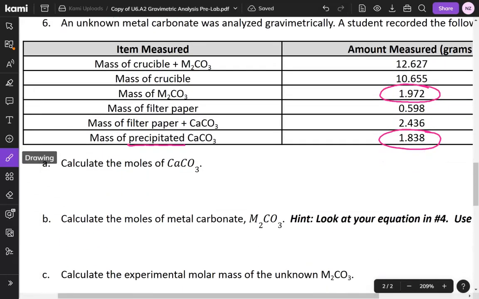Okay, A says calculate the moles of calcium carbonate. So we have our grams of calcium carbonate, 1.838 grams of calcium carbonate.